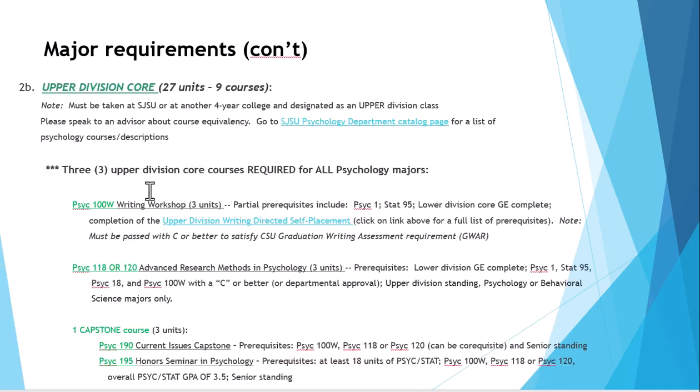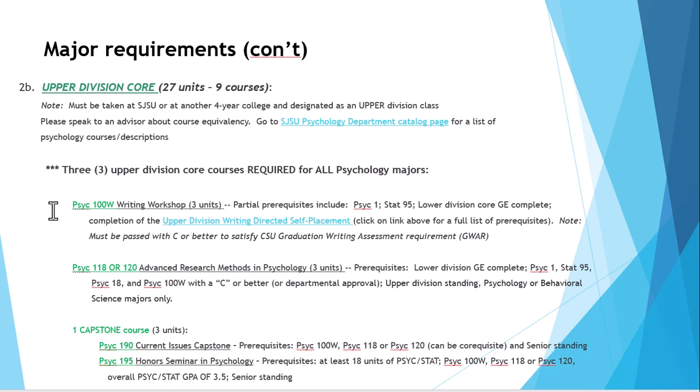These are upper division classes. Upper division means that they are courses that are numbered 100 and above. So lower division are courses numbered below 100, and upper division are courses numbered 100 and above. These are the three upper division core courses that are required for all of our psychology majors. The first one that you should take is Psych 100W, which is our writing workshop.